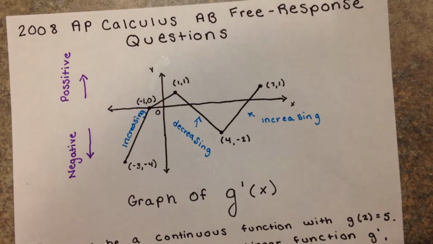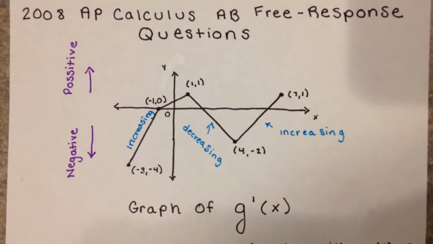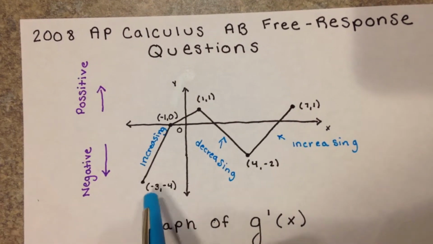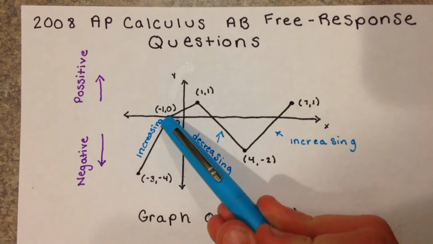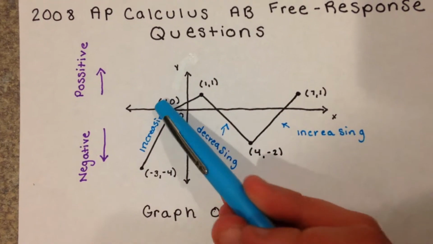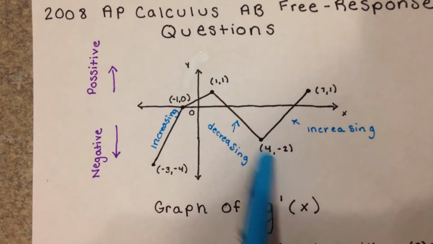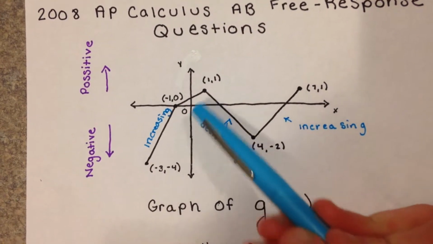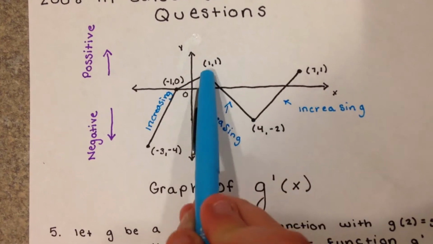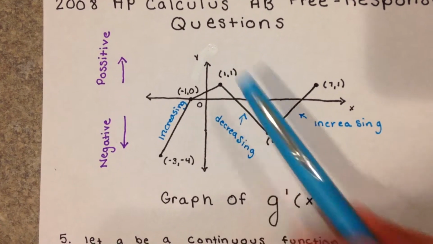To find all points of inflection, you need to find when the graph changes from increasing to decreasing, or decreasing to increasing. So if you look at the graph, from -3 to -1, it is increasing. And from -1 to 1, it is also increasing. So -1 cannot be a point of inflection. And then if you look at 1 to 4, the graph is decreasing. And since from -1 to 1, the graph is increasing, and then from 1 to 4, it's decreasing, 1 is a point of inflection.